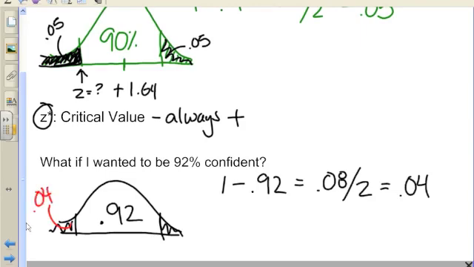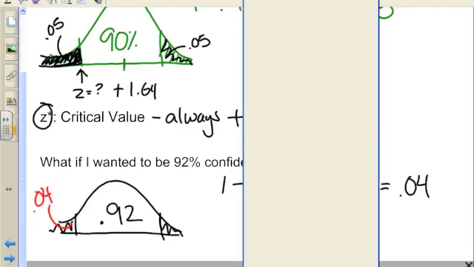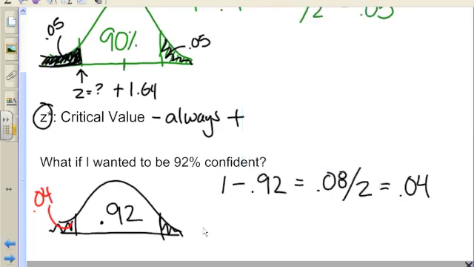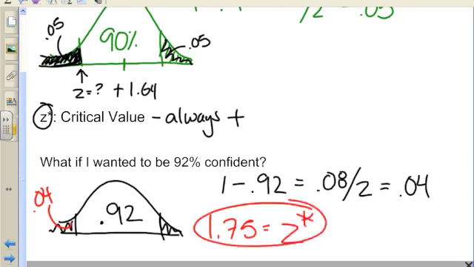Now I look that up with my calculator to find the z-score. I go to my distributions, my inverse norm, and I type in the tail area. So we get 1.75. Remember, these ones, we just always call them positive. 1.75 is my critical value, or z star. All right, so just one more to take a look at.